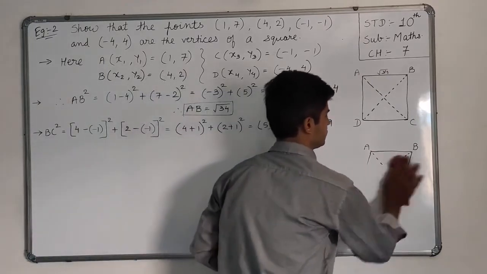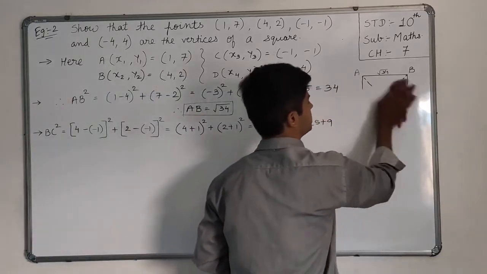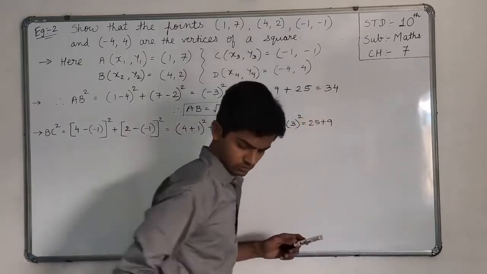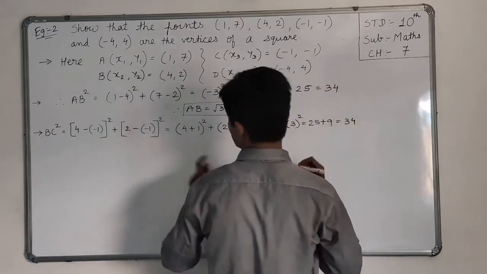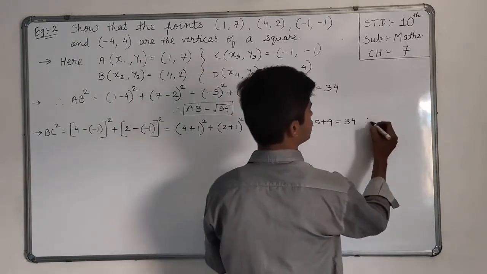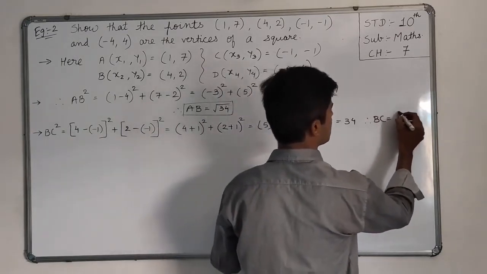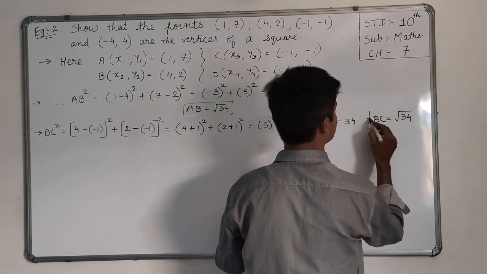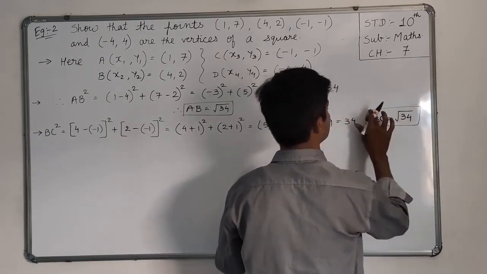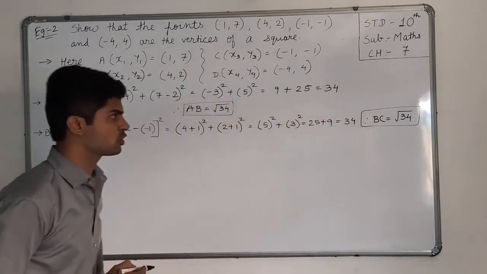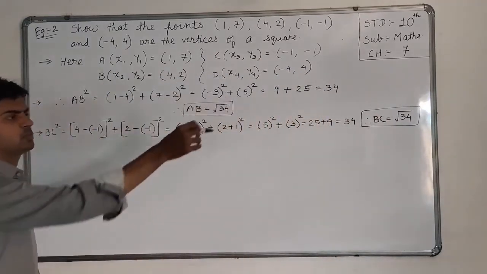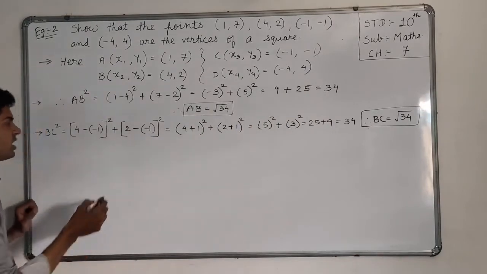ओके, 25 plus 9, it will be 34. That is the answer of BC square. So therefore BC will be root 34. ये हमारी दूसरी साइड आई, राइट? This is the measurement of our second side. ये second side का measurement हुआ. First side का भी root 34 था, second side का भी root 34 ही आया.